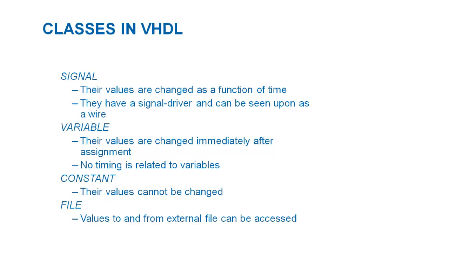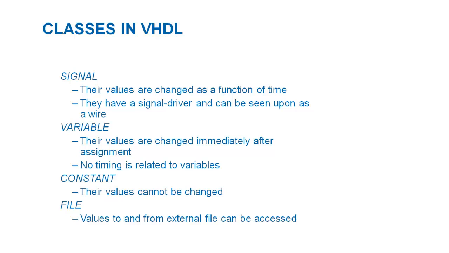Classes in VHDL: signals, variables, constants, files, components. These are the kind of classes that you can have in VHDL. Signals' values can change as a function of time, and they can be driven and can be read. You can consider them as a connection between one port of an entity to another port or another component, or you can see them as registers that hold values.